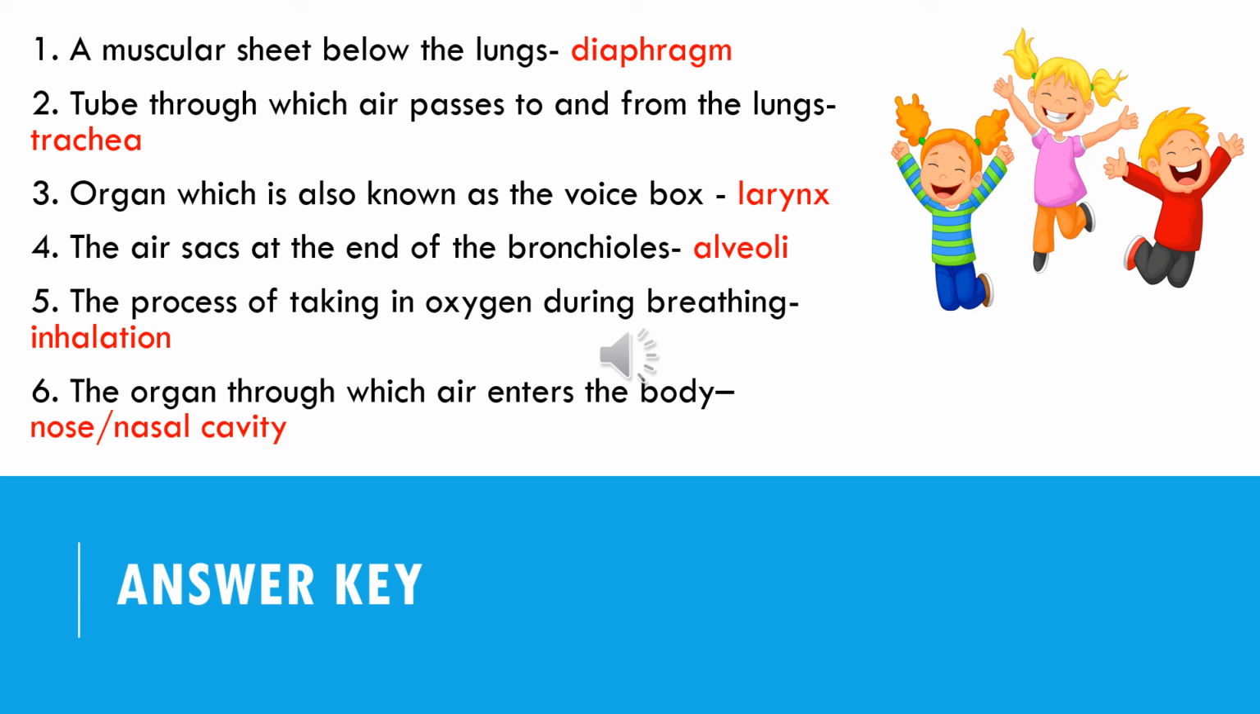Here is the answer key. A muscular sheet below the lungs is diaphragm, tube through which air passes to and from the lungs, trachea, organ which is also known as the voice box is larynx, the air sacs at the end of the bronchioles, alveoli, the process of taking in oxygen during breathing is inhalation, the organ through which air enters the body is nose or nasal cavity.